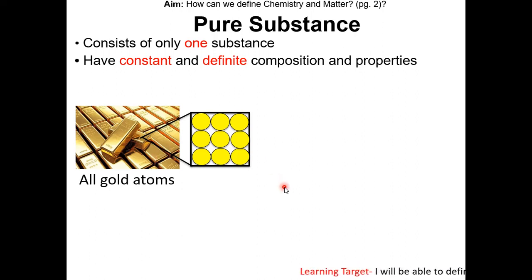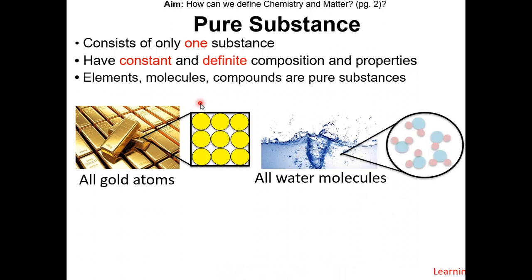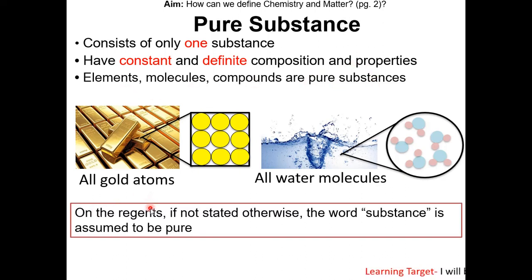Another example of a pure substance is water. Water has constant and definite composition and properties. Pure water is only made up of water molecules. In summary, elements, molecules, and compounds are considered pure substances. On the Regents, if it's not stated otherwise, the word substance is assumed to be pure.